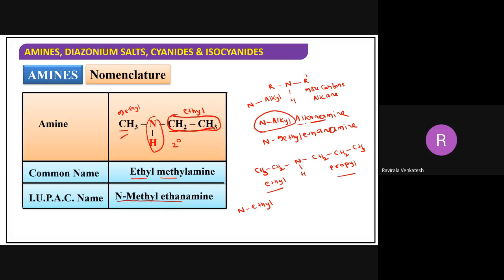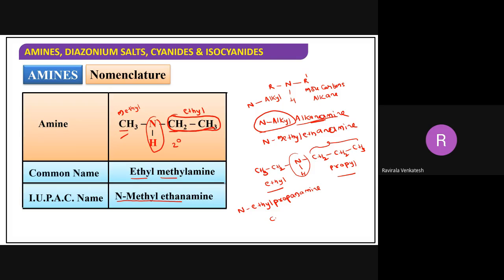Next, alkanamine. Here how many carbons are there in the long chain? 3 carbons are there. So it is called prop. Then what happened? This part is called what? Amine. So the nomenclature will be N-ethyl propanamine.